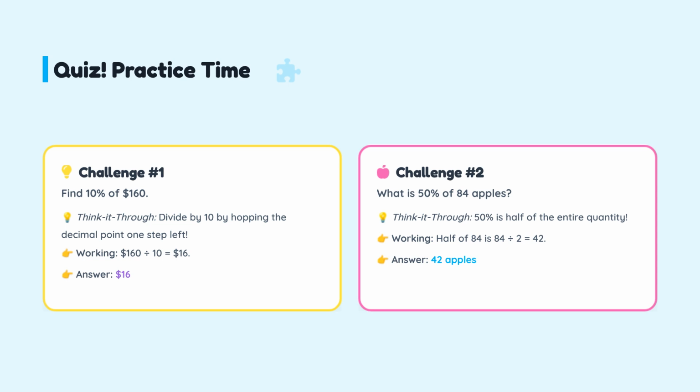Now it's time for our quiz. Challenge number 1. Find 10% of $160. Just divide by 10 by moving the decimal point 1 spot to the left, which gives us $16. Challenge number 2. What is 50% of 84 apples? Since 50% is half, we divide 84 by 2 to get 42 apples.